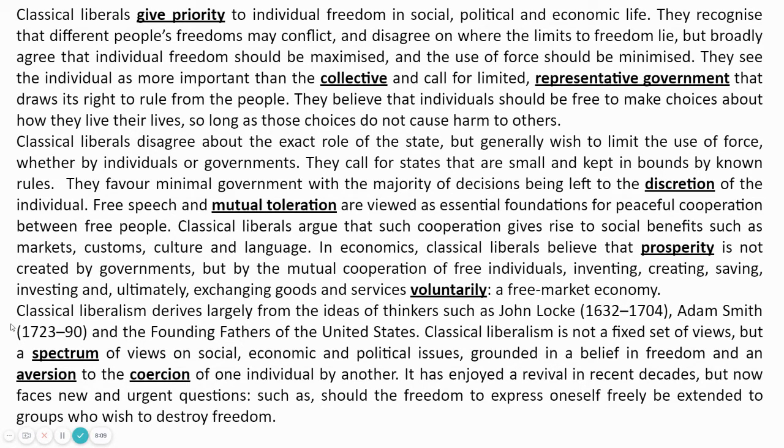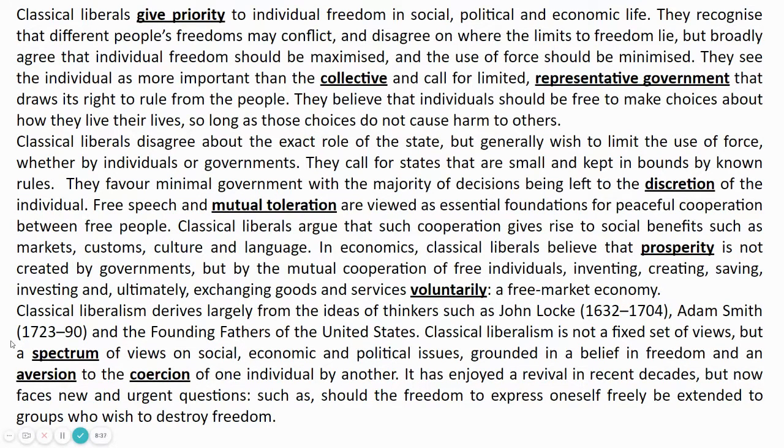Classical liberalism is not a fixed set of views, but a spectrum of views on social, economic, and political issues grounded in a belief in freedom and an aversion to the coercion of one individual by another. What that means, an aversion, is they don't like it, and coercion is making people do things. So liberals don't like anybody to force anybody to think or behave in a certain way.